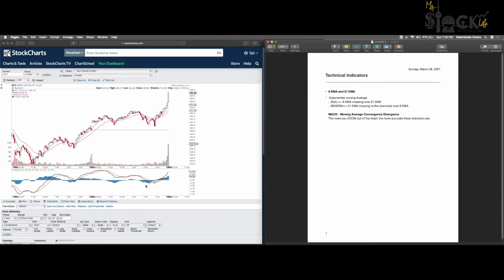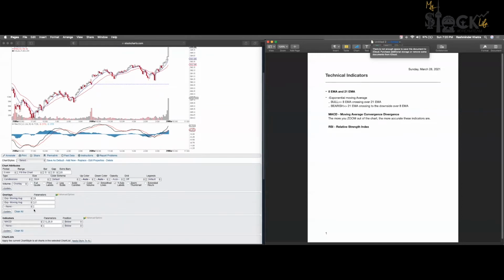If a MACD is also crossing at the same time, then that's a double confirmation that you have, right? The more you zoom out, it depends on whether you're taking a longer position or a shorter position. The next indicator which I use is RSI, also known as relative strength index, right? So let's go to this chart and add RSI to it now.